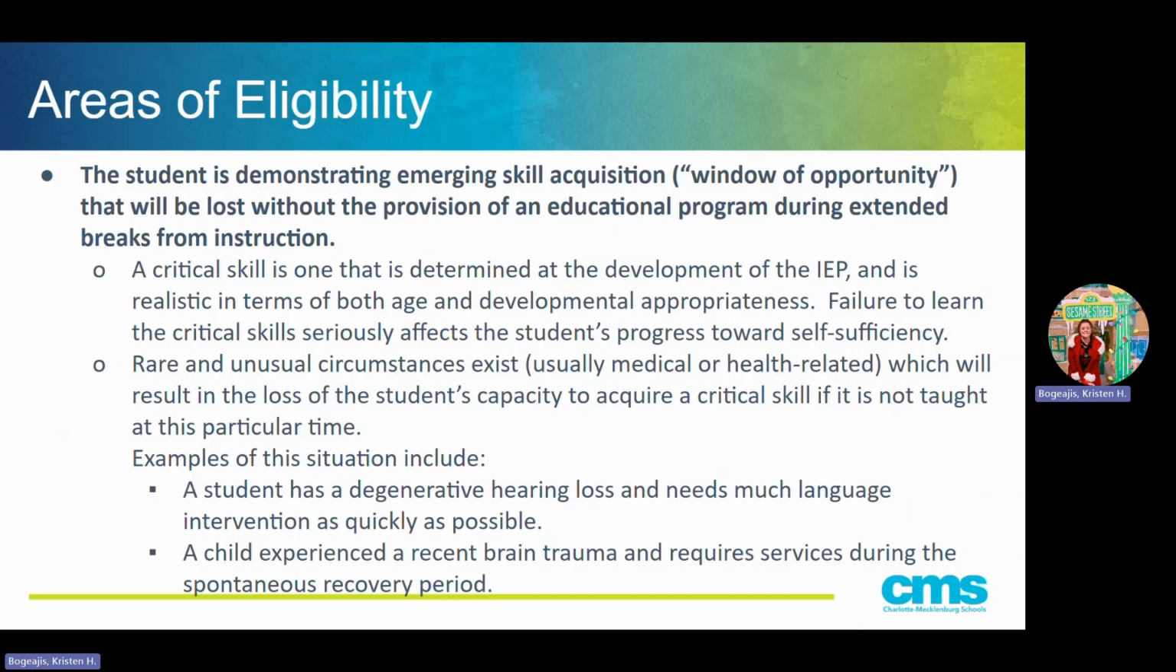A critical skill is one that is determined at the development of the IEP and is realistic in terms of both age and developmental appropriateness. Failure to learn the critical skill could seriously affect the student's progress towards self-sufficiency. This is a rare and unusual circumstance that does exist, which would be medical or health related, which will result in the loss of the student's capacity to acquire a critical skill if it's not taught at a particular time.